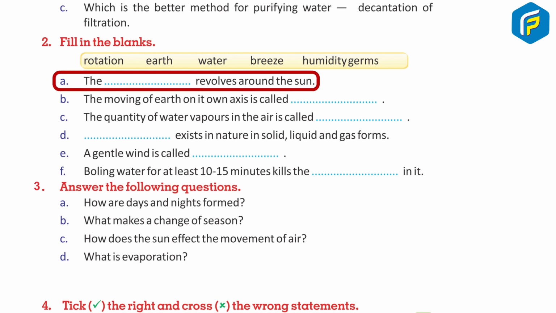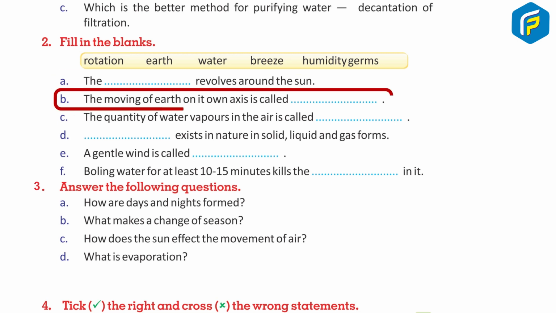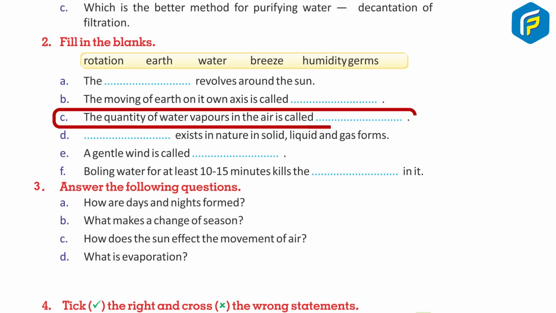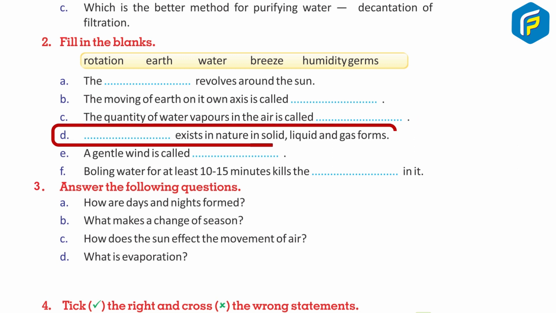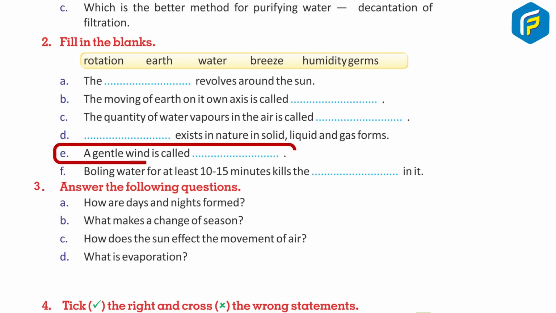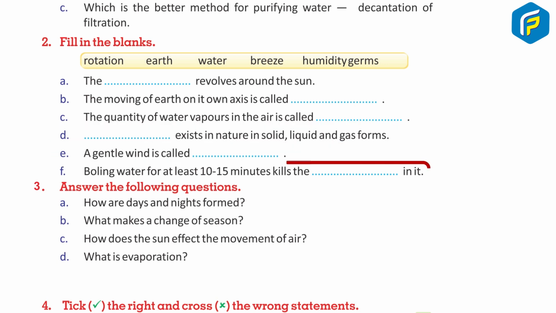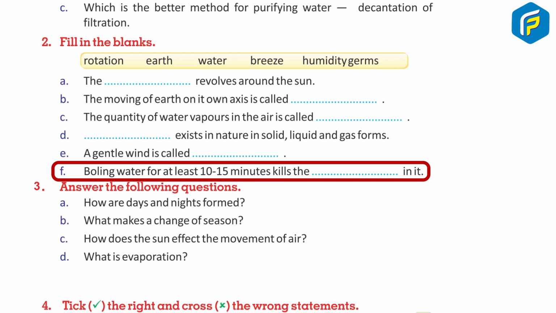A. The dash revolves around the sun. B. The moving of earth on its own axis is called dash. C. The quantity of water vapors in the air is called dash. D. Dash exists in nature in solid, liquid and gas forms. E. A gentle wind is called dash. F. Boiling water for at least 10 to 15 minutes kills the dash in it.